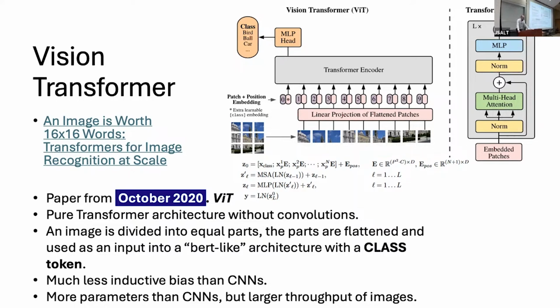But even though it has more parameters than a CNN, it has larger throughput of images, meaning it's faster. Because you do not need to compute huge feature maps and so on. So again, this is a nice property.